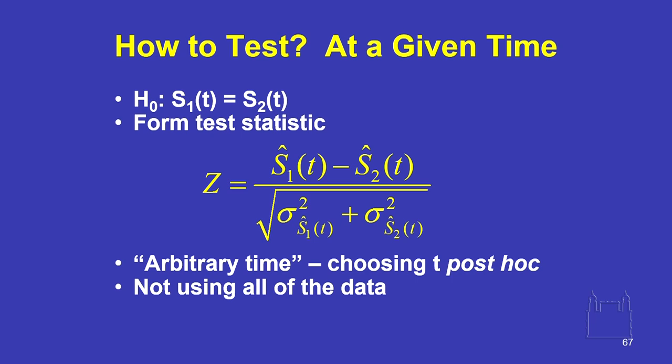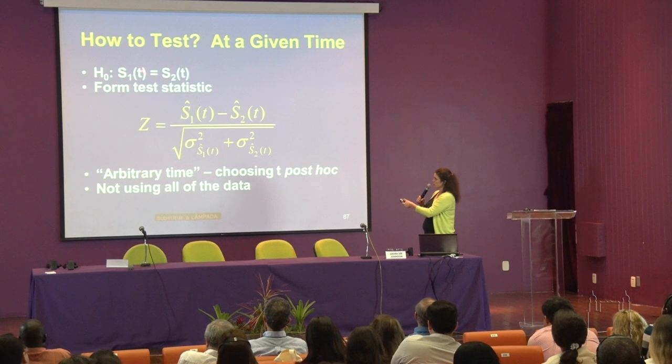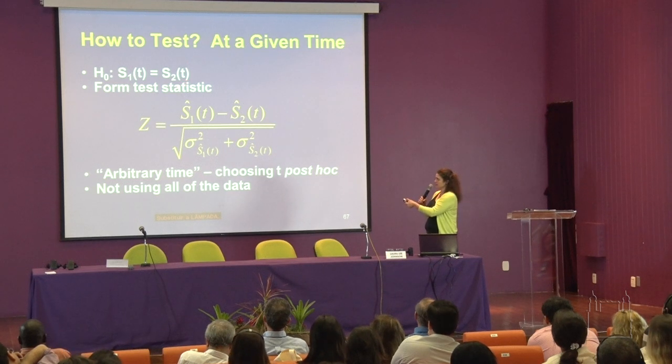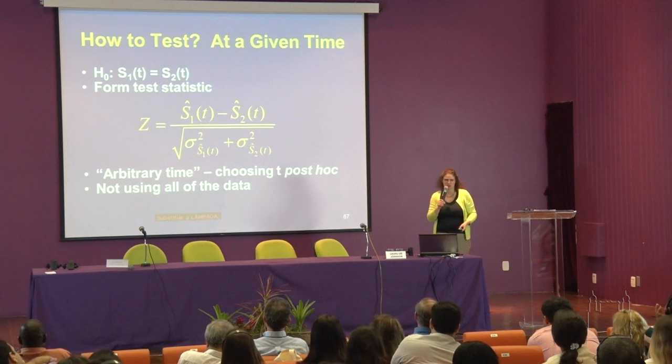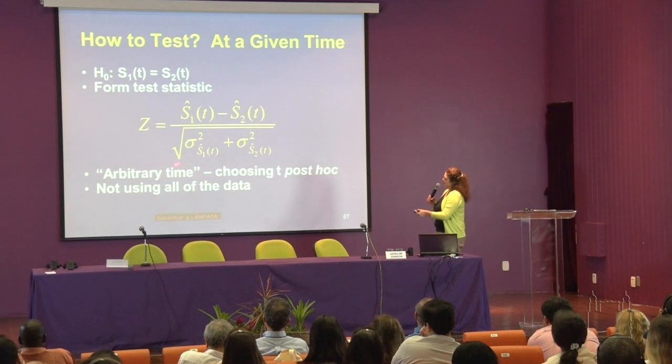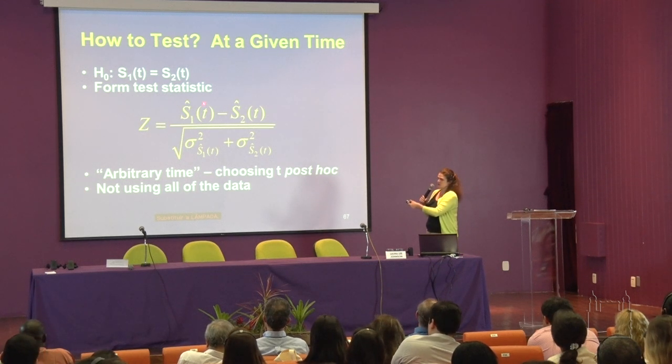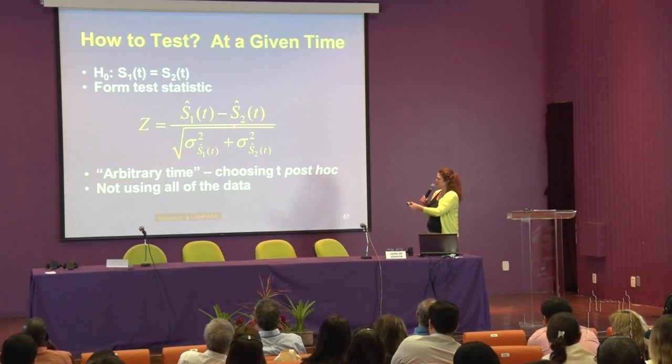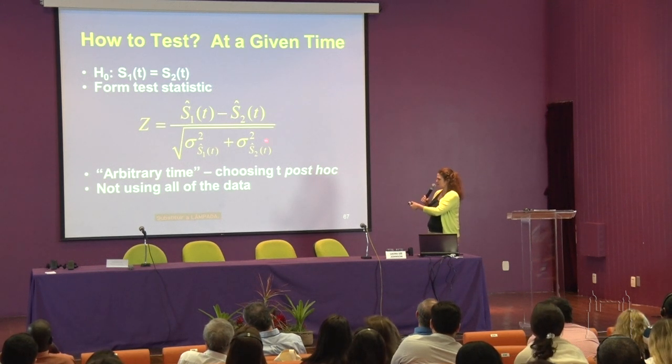This is our null hypothesis: survival at some time t in one group equals the survival in another group at some time t. Remember I said all test statistics really look alike? Yes, they do. So here is my estimate of survival in group one at a given time point and at group two, and I divide it by some function of the variance.